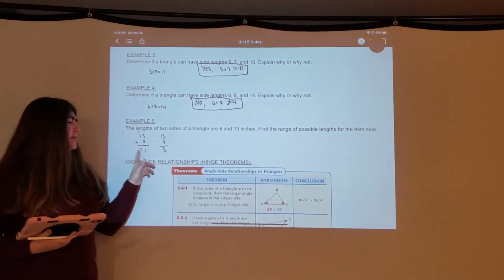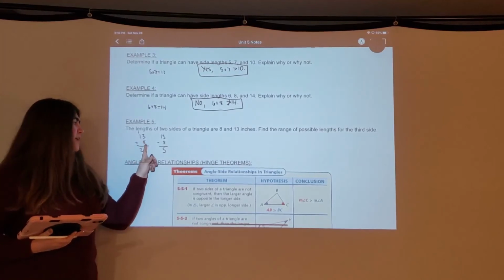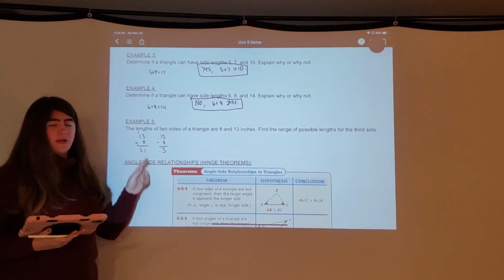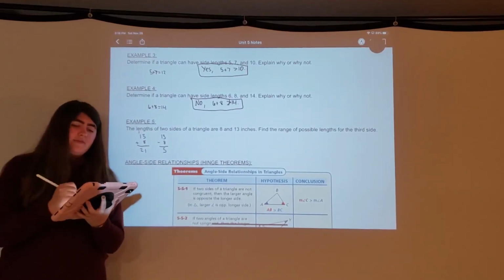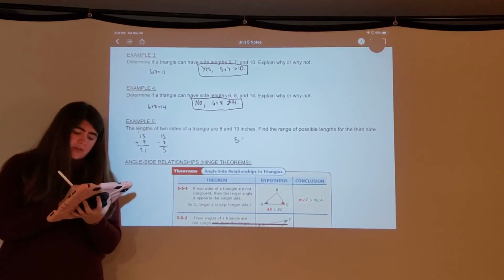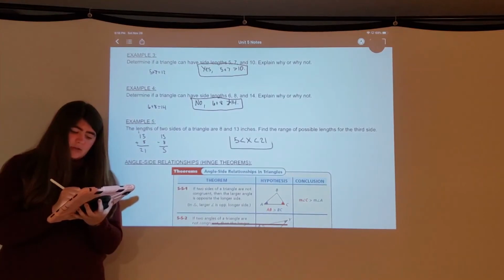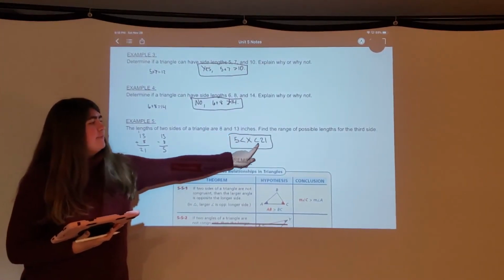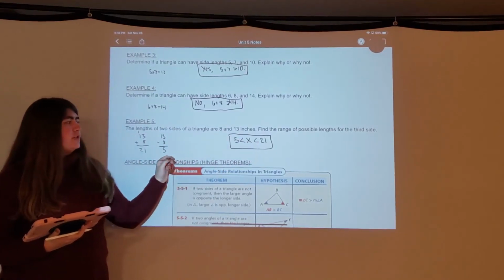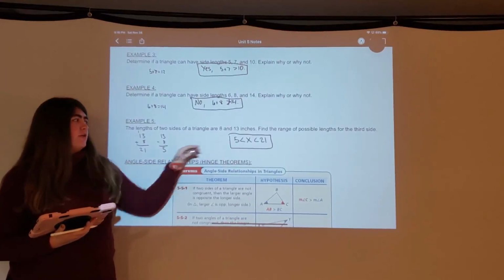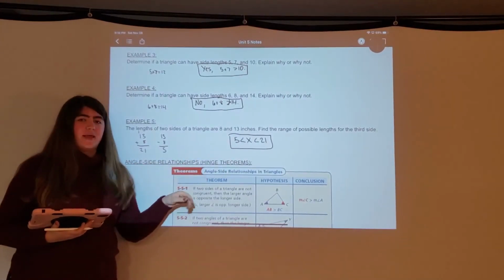And it has to be less than 21, because 13 plus 8 is equal to 21, and the sum would have to be greater. So 21 is too big. So 5 is too small and 21 is too big. Our range would be 5 is less than x, which is less than 21. And that is your answer. Anytime you're asked for a range, you're going to add them together and put it less than that, and you're going to subtract them and put it greater than that. So we have 5 is less than x, which is less than 21.